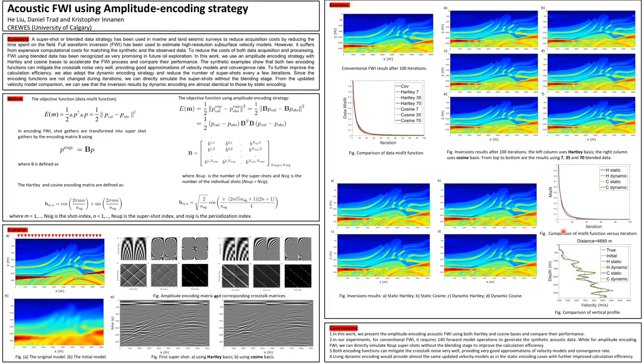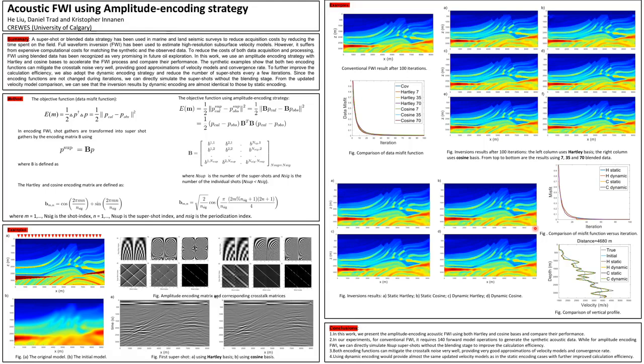The data misfit and vertical profile comparison are shown in these two figures, and we can see using dynamic encoding provides a very similar convergence rate as in the static encoding cases. Since the number of super shots is changed every 25 iterations, the data misfit may not be smooth. From this figure, we can also see all these four schemes give very good approximations of the true velocity model.